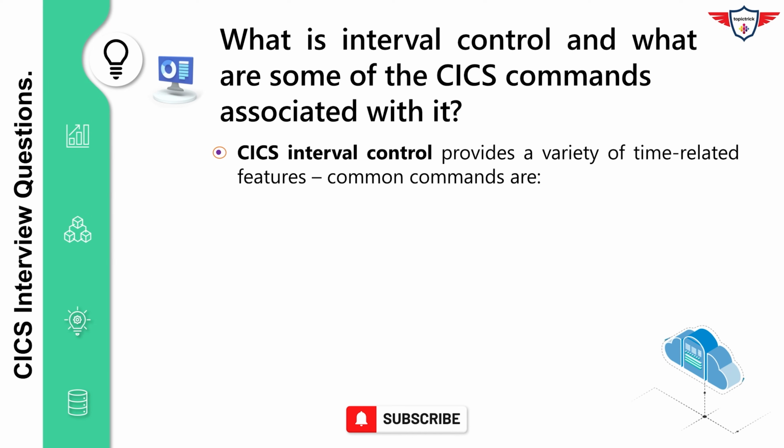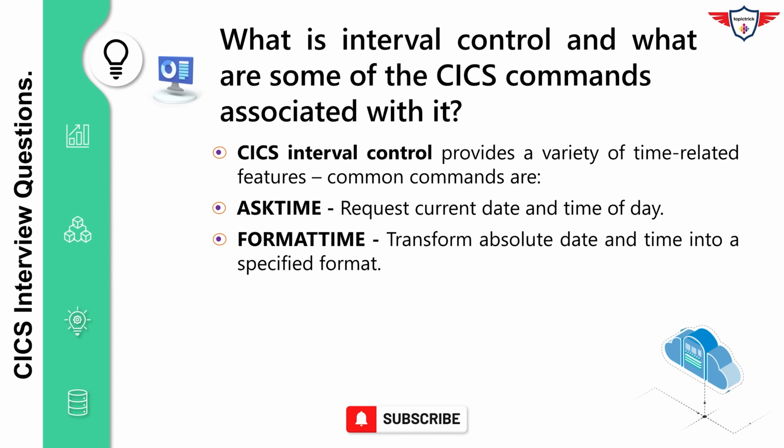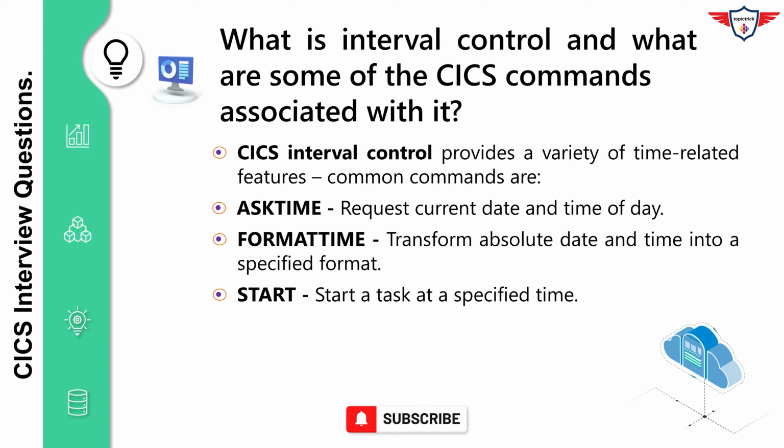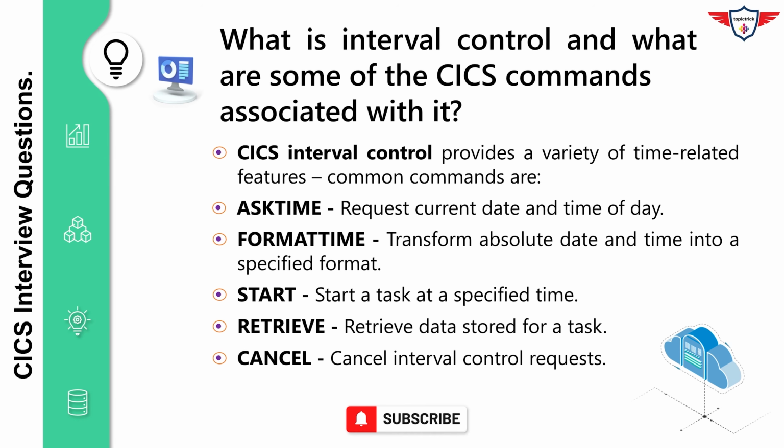CICS interval control provides a variety of time-related features, such as the asktime command, request current date and time of day; the formattime command, transform absolute date and time into a specified format; the start command, start a task at a specified time; the retrieve command, retrieve data stored for a task; and the cancel command, cancel interval control requests.